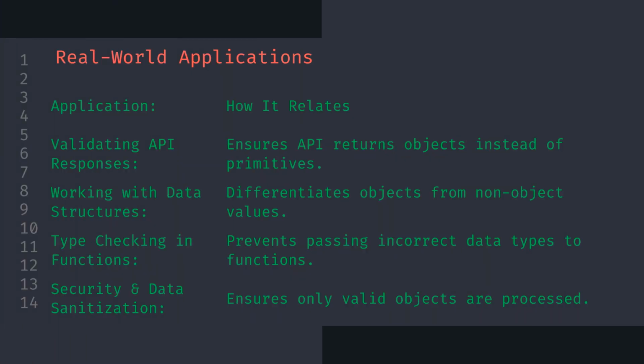This function is widely used in data validation, API response handling, and security checks. It ensures that functions receive the correct data type, preventing unexpected errors and security vulnerabilities.